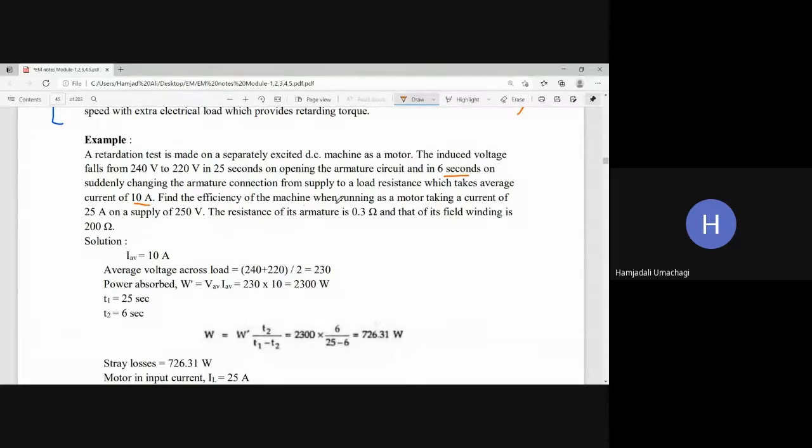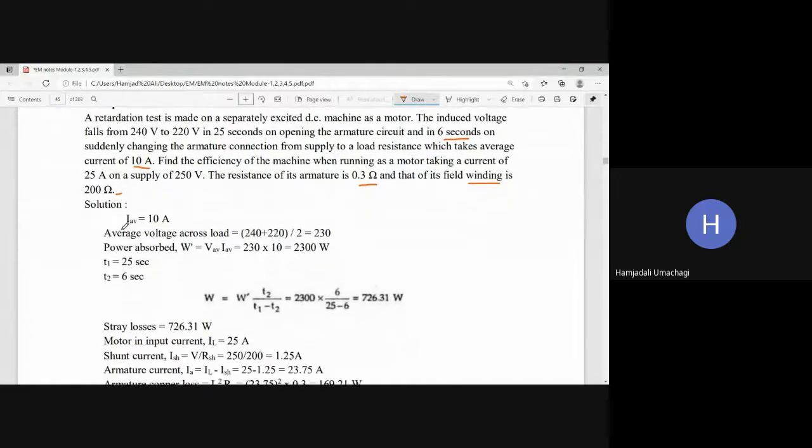Find the efficiency of the machine when running as a motor, taking a current of 25 ampere on a supply of 250 volts. So for this condition, calculate the efficiency of the machine running as a motor by taking the current 25 ampere with the supply voltage of 250 volts. The armature resistance is given as 0.3 ohms, and the field winding resistance Rsh is 200 ohms. So this problem belongs to the electrical braking method, without using the flywheel method. Now let us see the solution part.